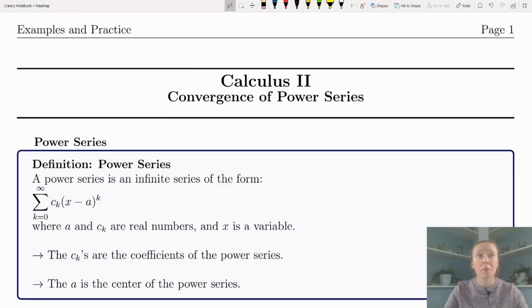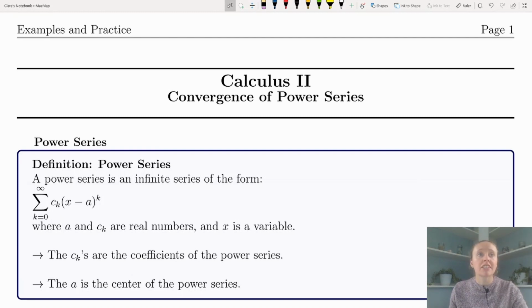I'm the tutor in the Math Help Room, and today we're going to be doing some examples and practice of convergence of power series. Now, if you remember from my last example video when we did Taylor polynomials, I introduced the power series fairly quickly. So let's just go back over that one more time.